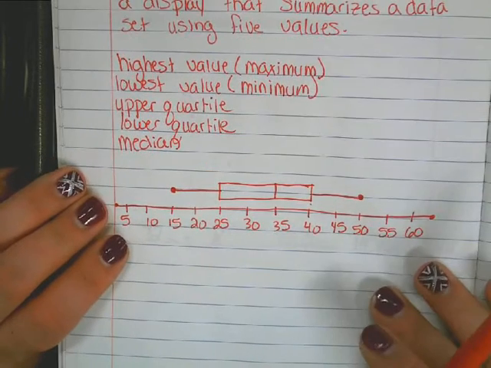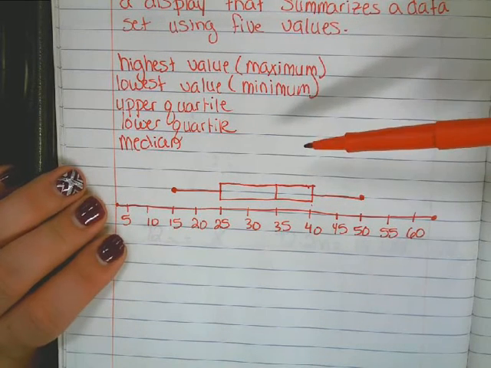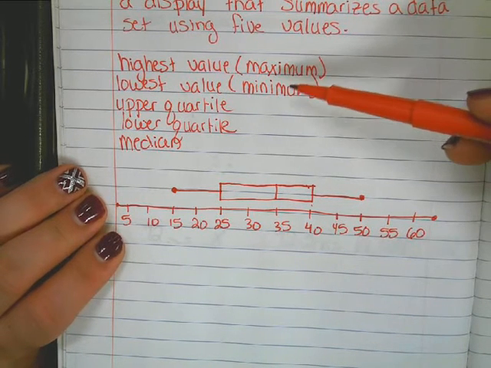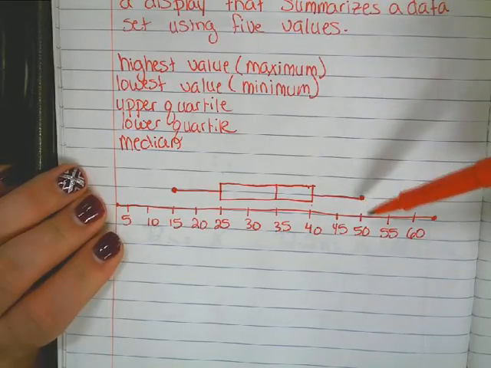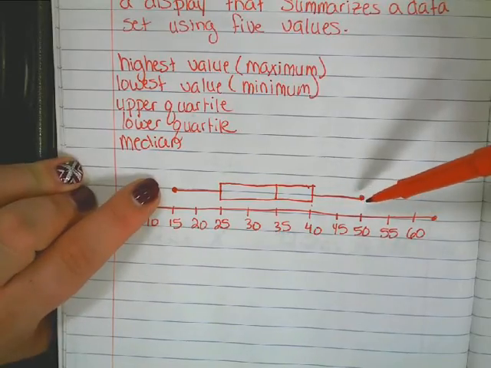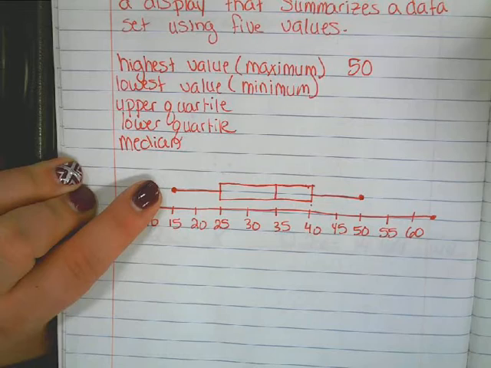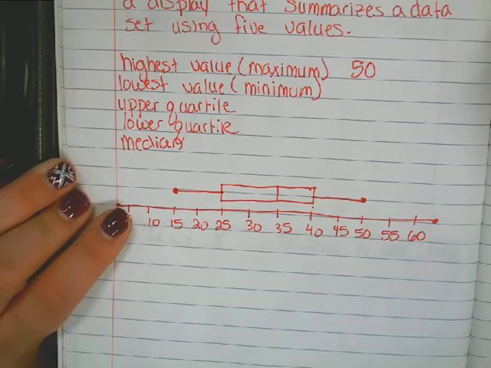Right, so I said you need 5 values to construct your box and whiskers. We have 5 values, so now we're going to fill them in. Our highest value, or our maximum, is where the end of our whiskers is, at the highest number. Since I have 2 dots, I'm looking at 15 or 50, so it would be 50. If I asked what is the maximum of this box and whiskers, it would be 50. Your lowest value, or your minimum, is going to be your other dot, which was 15.